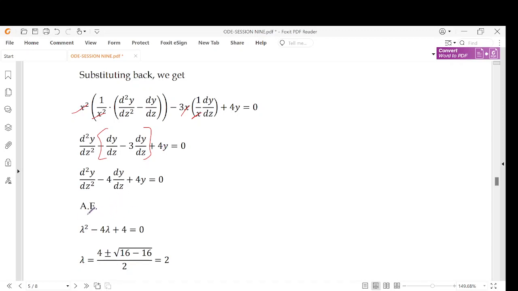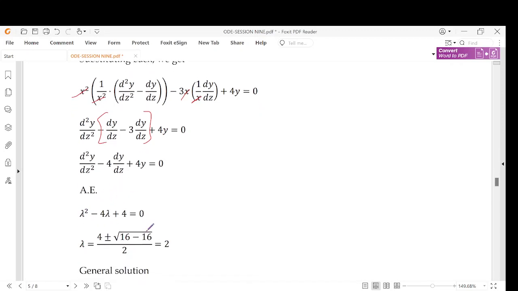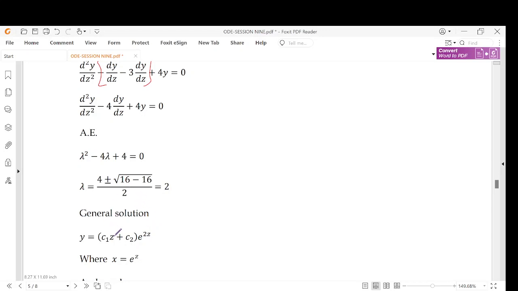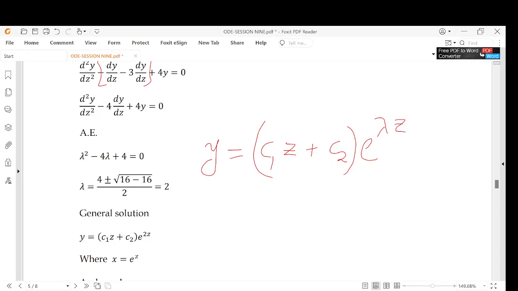We determine the characteristic equation, then we apply the formula to solve. Again, we have here the roots are equal. The roots are real and equal. If the roots of the characteristic equation are real and equal, then the solution is of the form C1 z plus C2 then e raised to power lambda z. Now, because our lambda is 2, then we shall get C1 z plus C2 e raised to power 2z.